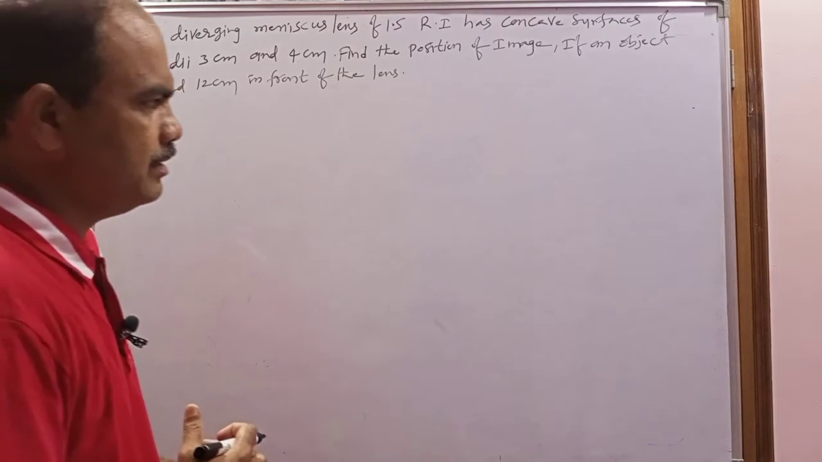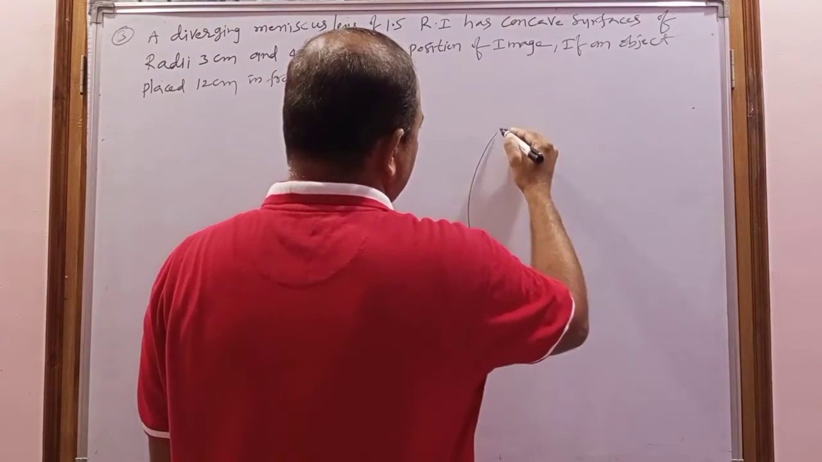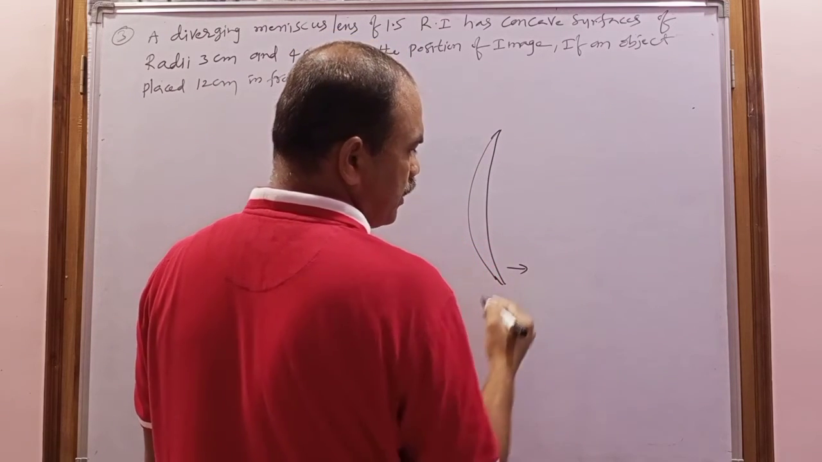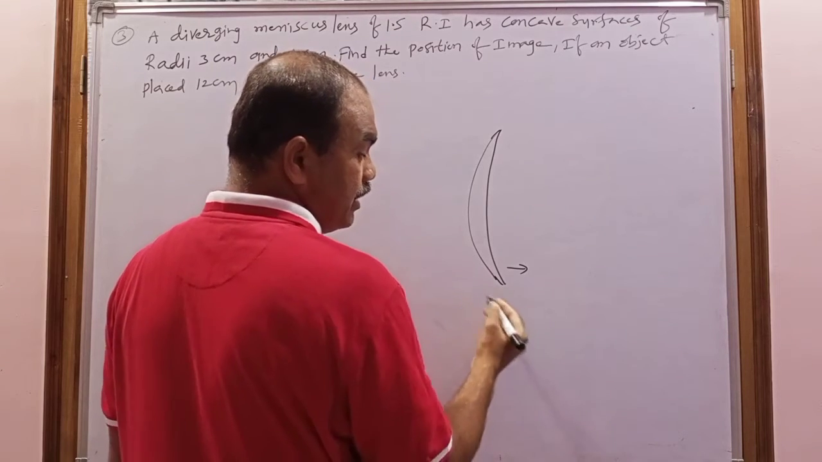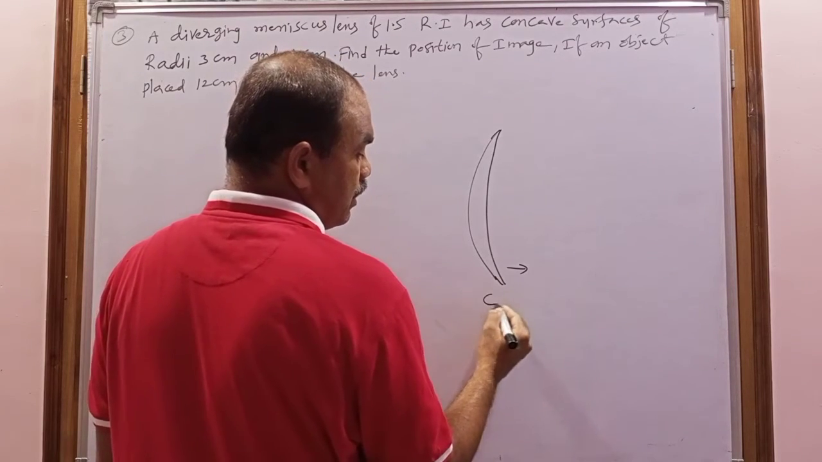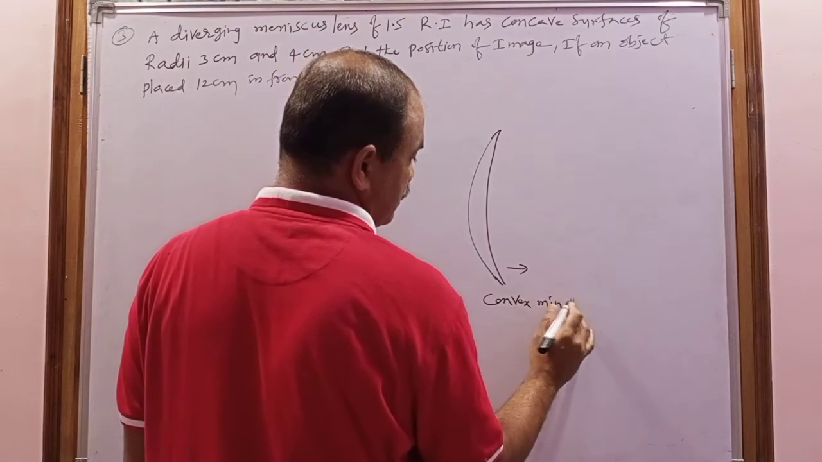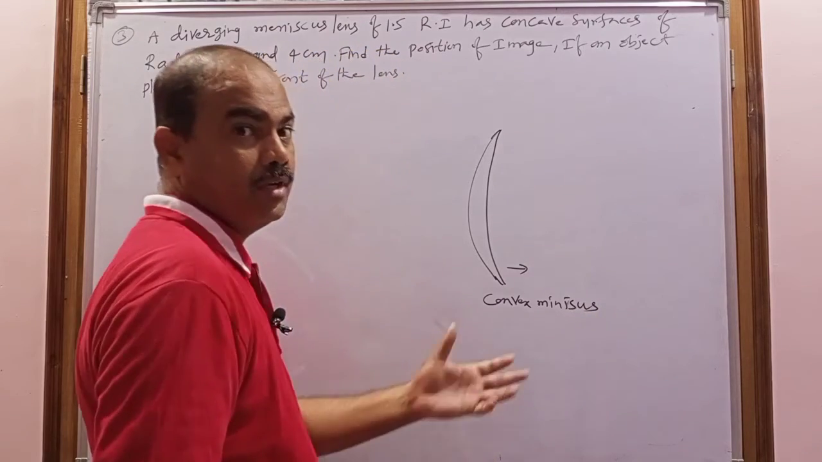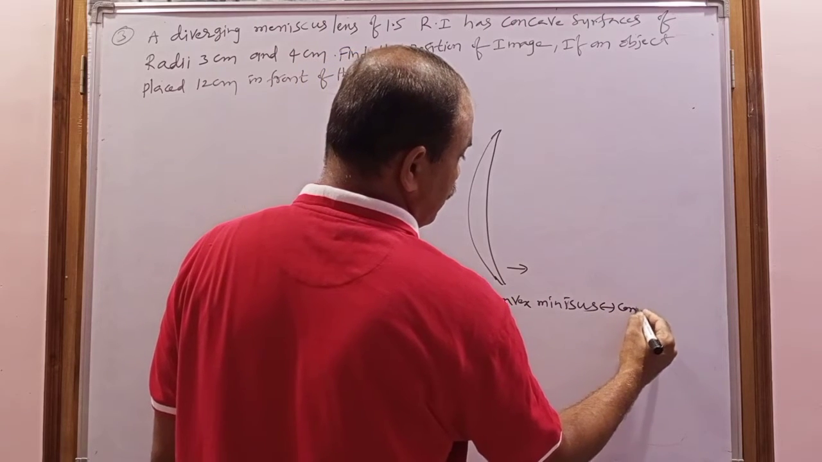Diverging meniscus lens. Generally in the previous problem I took this as a convexo-concave. This convexo-concave is called as what? Convex meniscus, which is a converging lens. Convex meniscus is nothing but a converging lens.